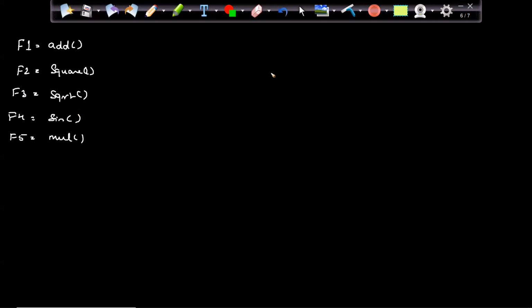And the equation which we are dealing with is f of x equals 3.5 into sine of x square plus square root of 3x. This is the function which I want to solve using a multi-level perceptron.